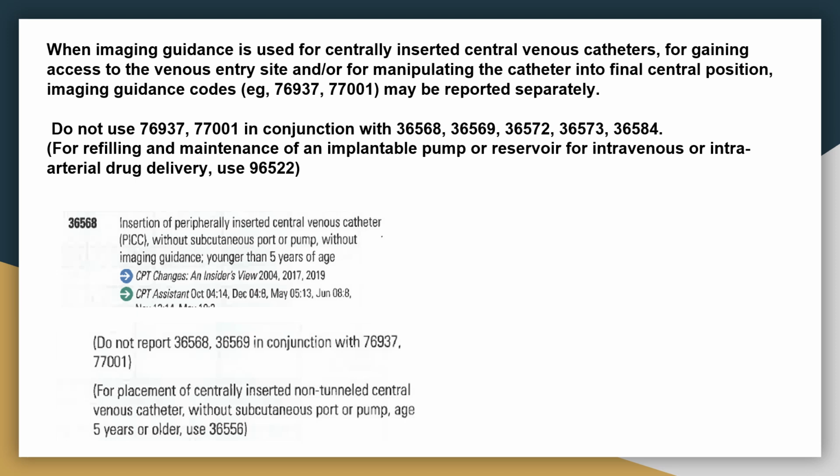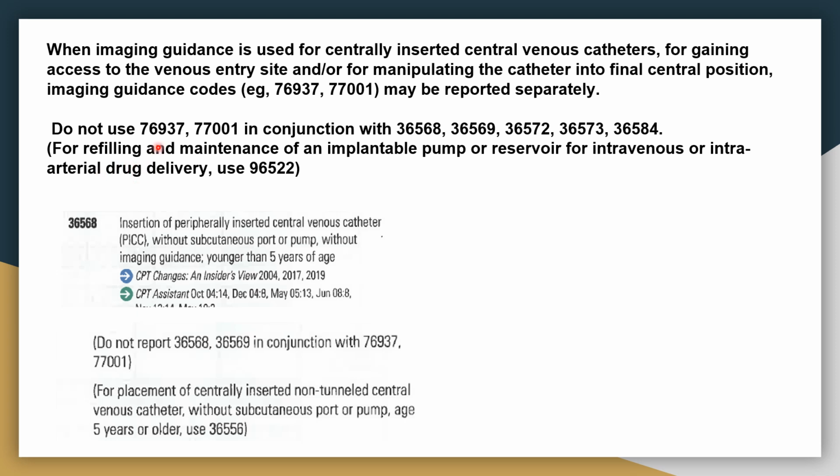patient. The fourth important concept in this particular chapter is image guidance. When image guidance is used for a centrally inserted central venous catheter for gaining access to the venous entry site and/or for manipulating the catheter into the final central position, the image guidance code, that is the 70,000 series, may be reported separately. But there are certain codes on which we cannot use the image guidance code.